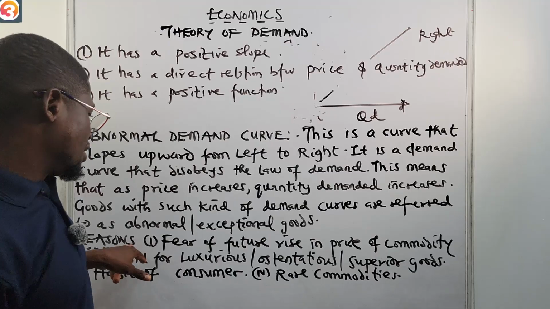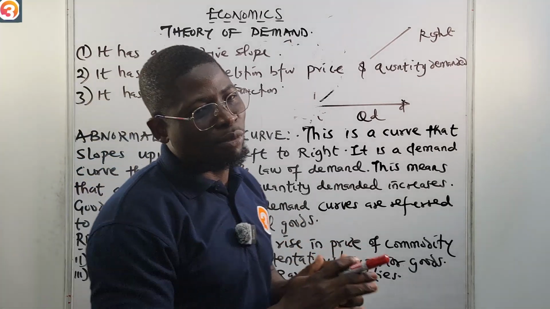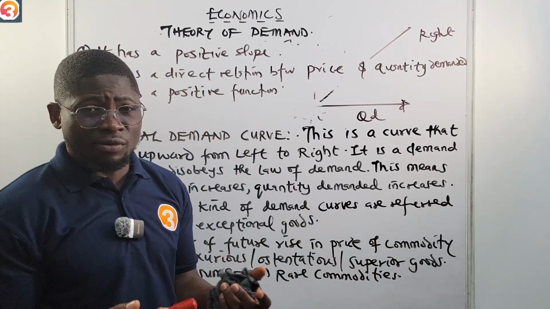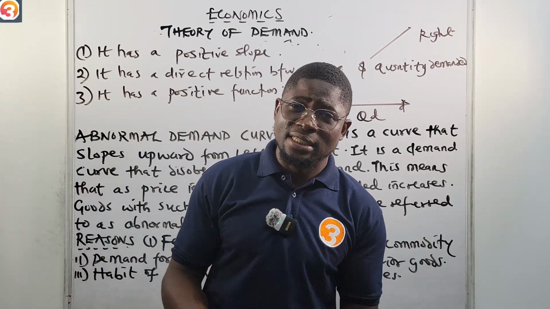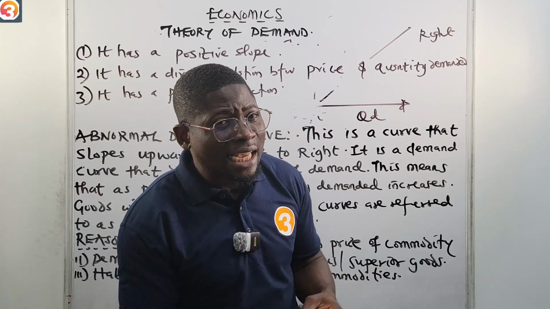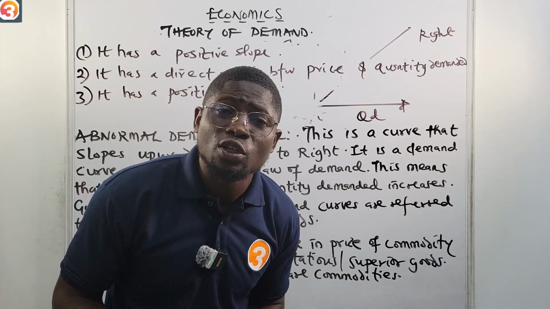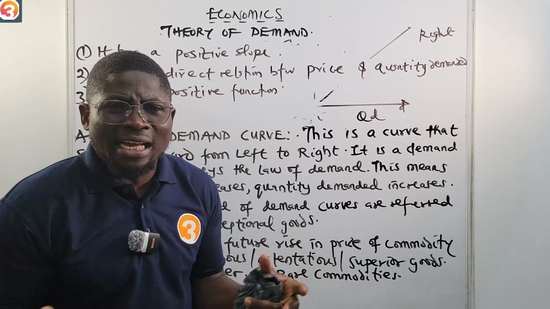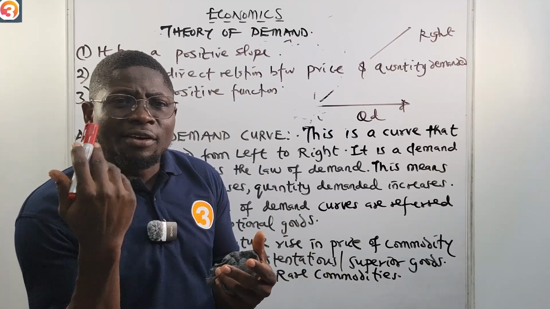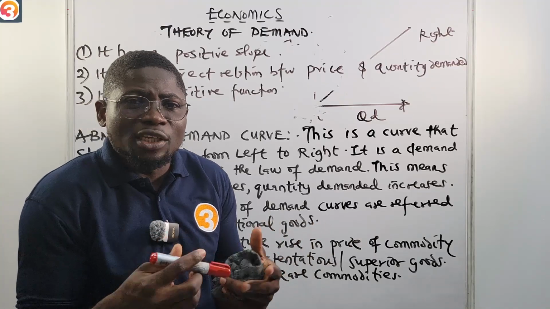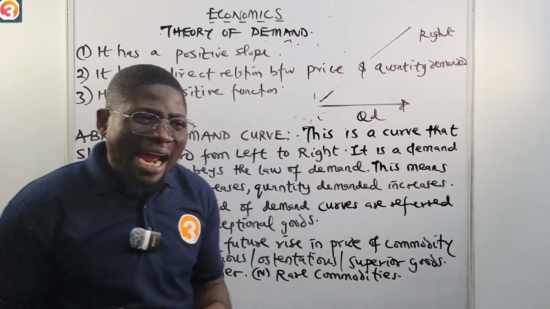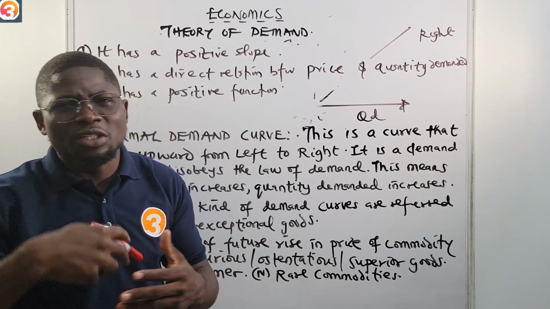Number one, fear of future rise in price of commodity. If you are selling goods, I don't know whether you are into any trade, you are selling beans, whatever you are selling, and you get news that the price of beans will increase, what will you ordinarily do? As a business person, you will go and buy more beans so that when the price increases, you will not be affected, and you will sell the ones you bought at lower prices. It's as simple as ABC. So as price is increasing, demand is also increasing.